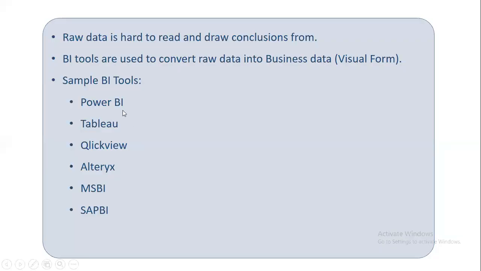So, as I said, raw data is really hard to read and draw conclusions from. So for that sake, we use BI tools to convert the raw data into business data. When I say business data, it's data which makes sense visually, which you can take insights from. There are certain BI tools widely used in the current industrial scenario, mainly Power BI, Tableau, and things like QlikView, Qlik Sense, Alteryx, MSBI, SAP BI, and there are tools from IBM as well. So there are various platforms in which this can be done.